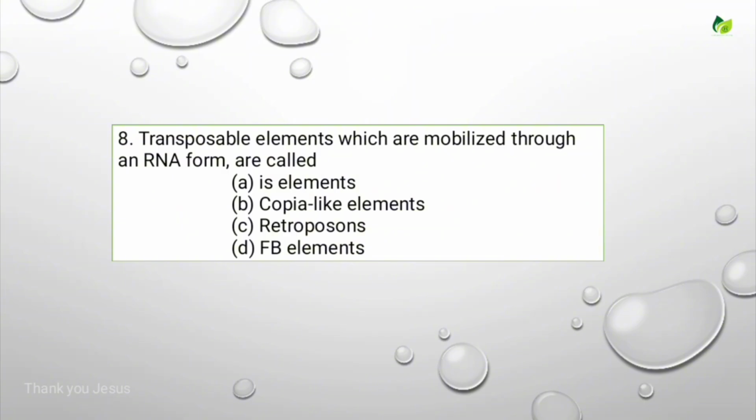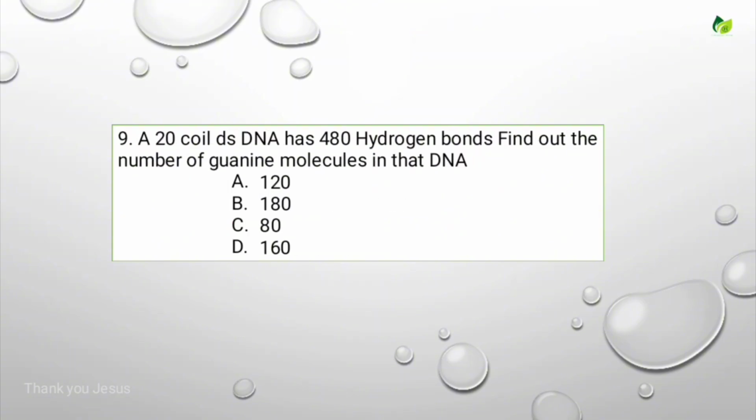Transposable elements which are mobilized through an RNA form are called. Options are IS elements, copia like elements, retroposons, FB elements. So these are called retroposons. Let's see the next question.